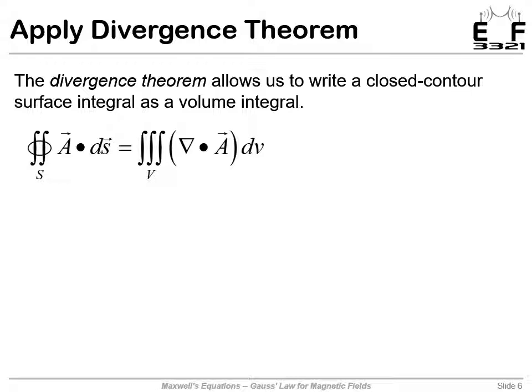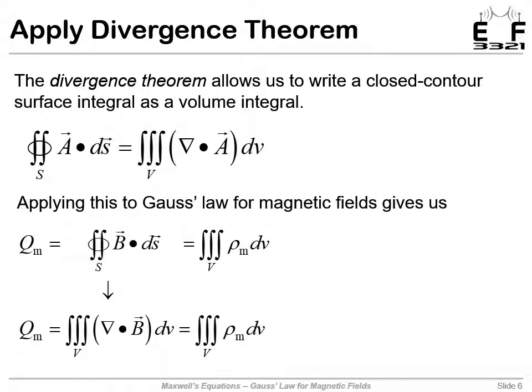Now, to get Gauss's law for magnetic fields in differential form, we will use the divergence theorem the same way we did for Gauss's law for electric fields. So we start with Gauss's law for magnetic fields, and I've written it in a very general form where we're pretending that we have magnetic charge. So we're using the duality of electric and magnetic fields here.